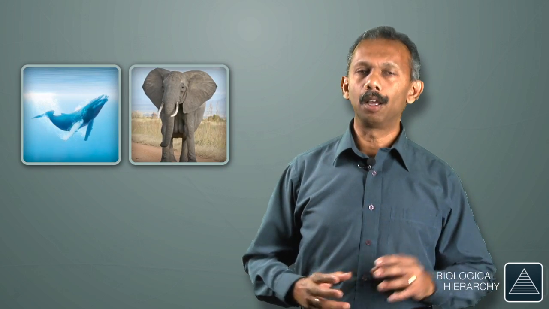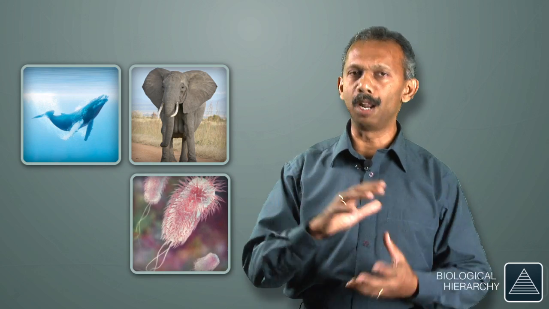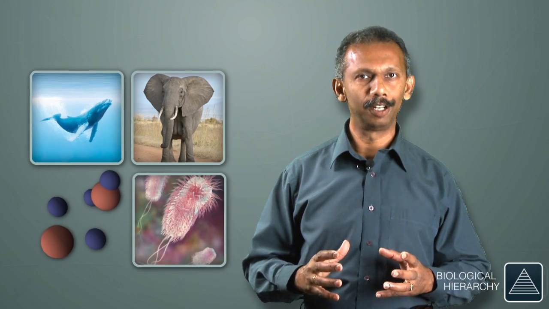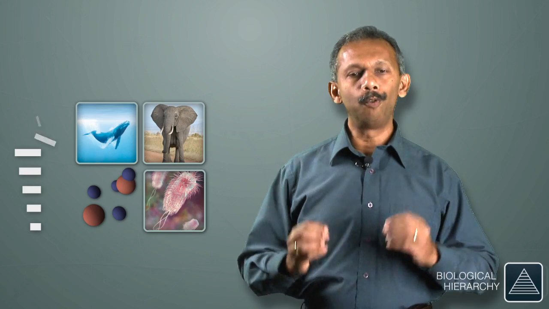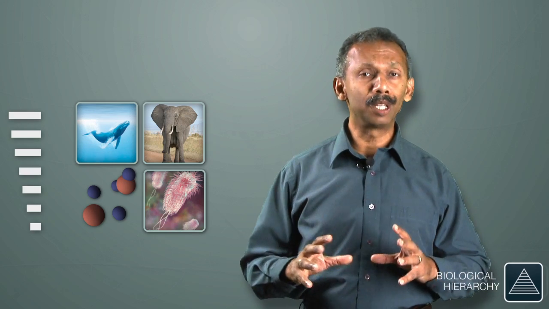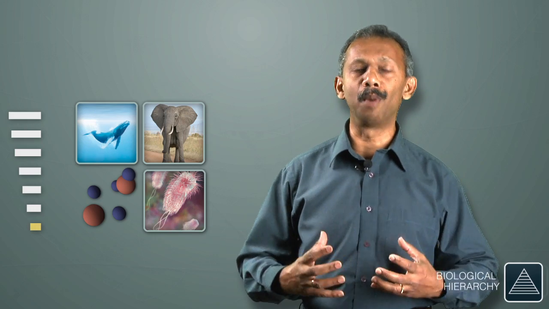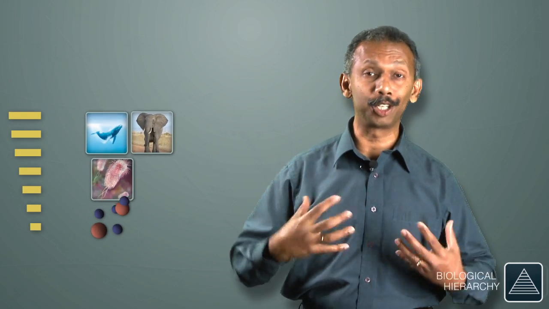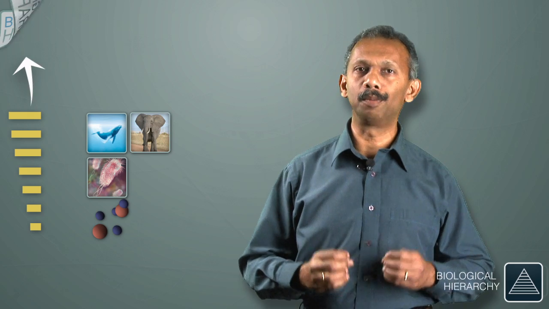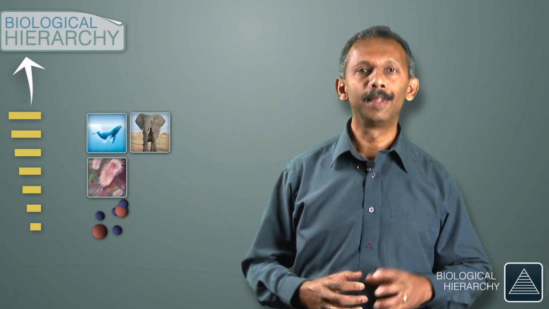Whether it is an elephant or a blue whale, all these organisms, including a simple bacterium, are made up of atoms and molecules. The order by which life and living organisms are organized, built from very simple atoms and molecules all the way to higher complex structures, is referred to as biological hierarchy.